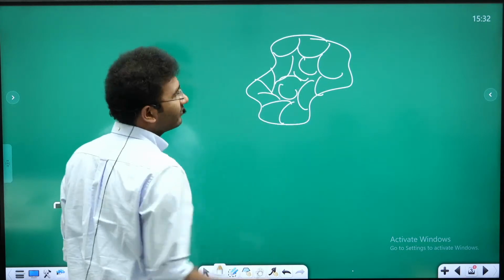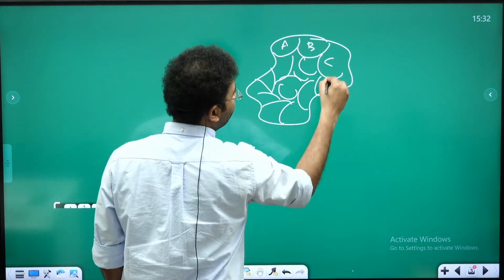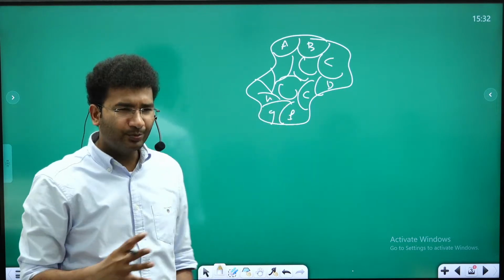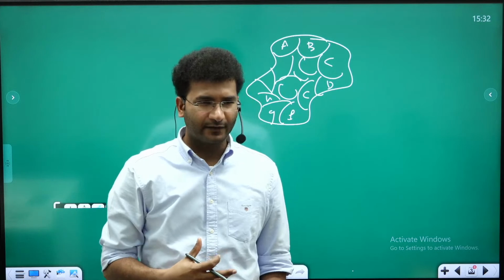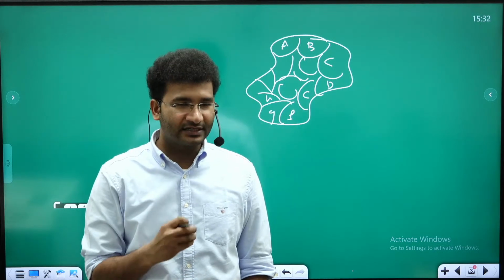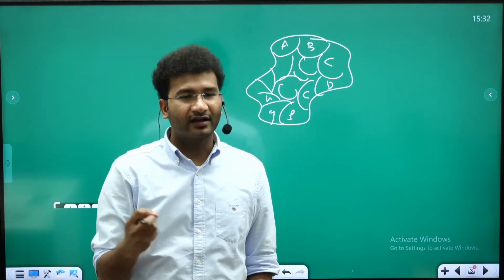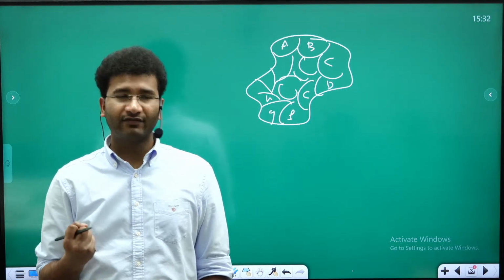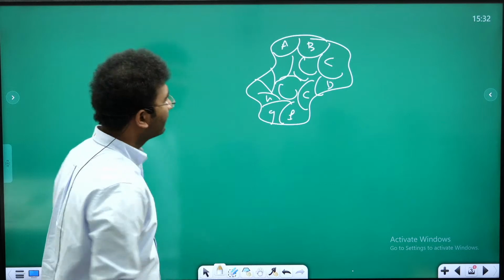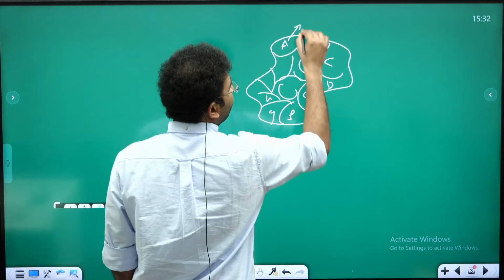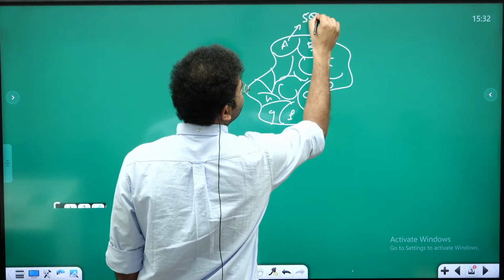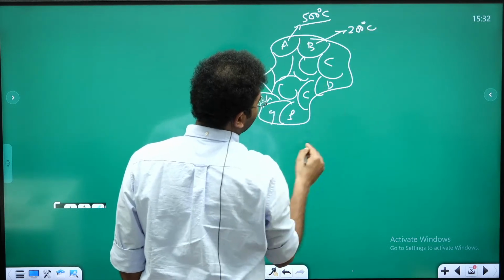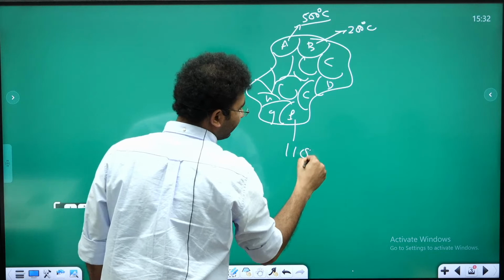Right? These are A, B, C, D, E, F, G, H. Like that you have multiple minerals within it. And each mineral is nothing but a collection of elements. Right? Each mineral will have a collection of elements. Suppose A can have a melting point of 500 degrees Celsius. B can melt at 200 degrees Celsius. F can melt at 1100 degrees Celsius.